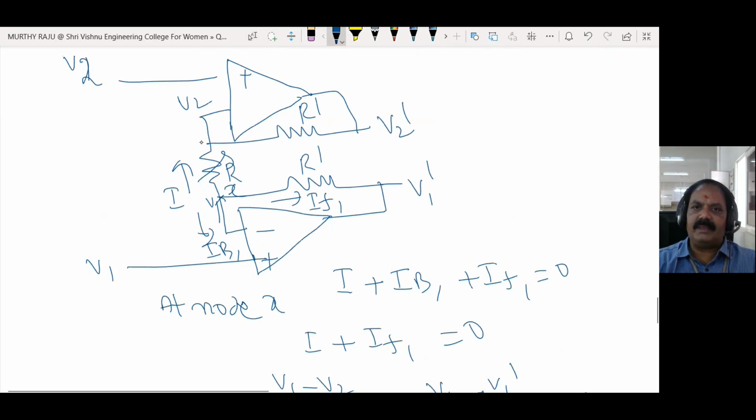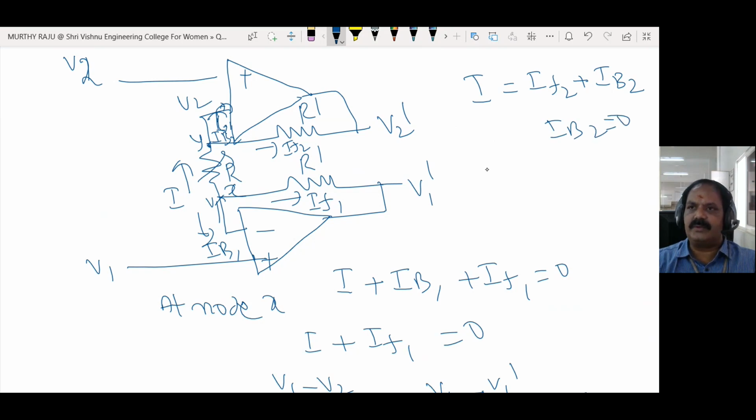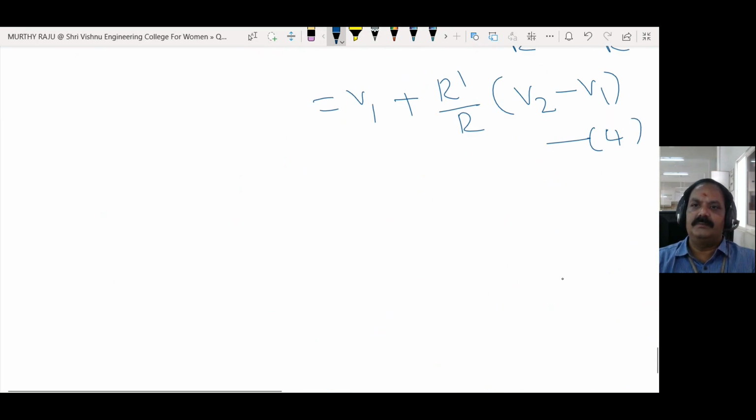Coming to this point Y, I is the current entering into the node. This is IF2, away from the node, the current direction is like that. Therefore, I is equal to IF2 plus IB2. But IB2 is equal to 0, therefore I is equal to IF2.